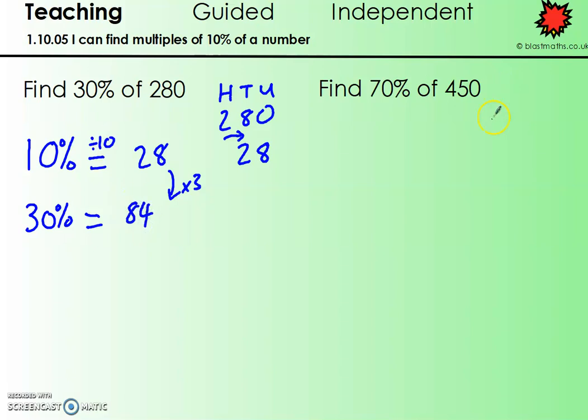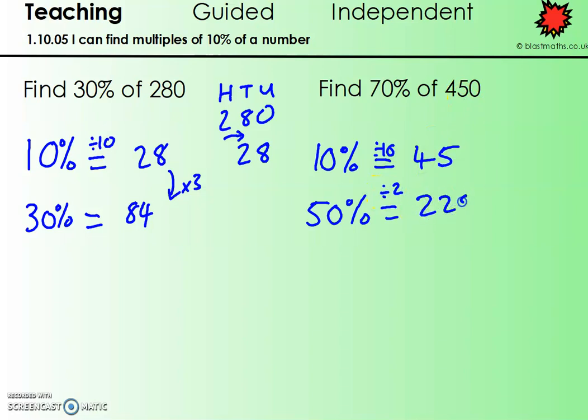Second question, we want 70%. There's lots of different ways of doing this. A really important figure, first of all, to work out is your 10%. So we do that by dividing by 10, which gives us 45. Now I could do 7 lots of that, which would work fine. Another thing I could do is work out 50%. 50% I get by halving the original number, so that gives me 225.